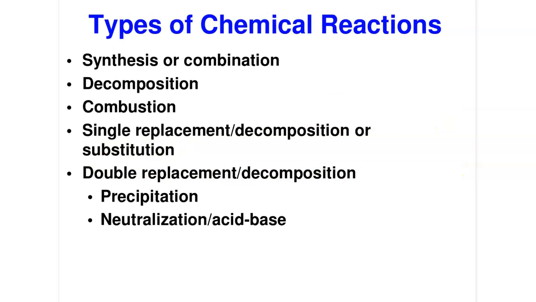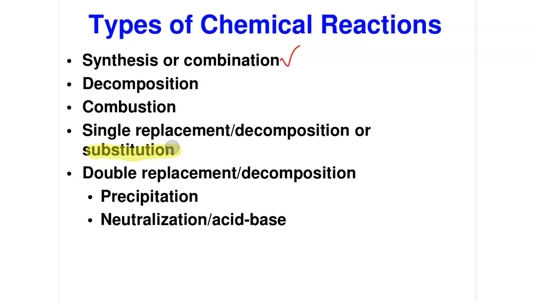Now, what are the types of chemical reactions we're going to be looking at here? Number 1 we'll be talking about is synthesis or combination reaction. We're going to see what this means. We're going to look at decomposition reaction. We'll be looking at combustion, single replacement, or we call it single decomposition, or it's also called substitution reaction, whichever one you want to call it, and we understand why it has all these names.